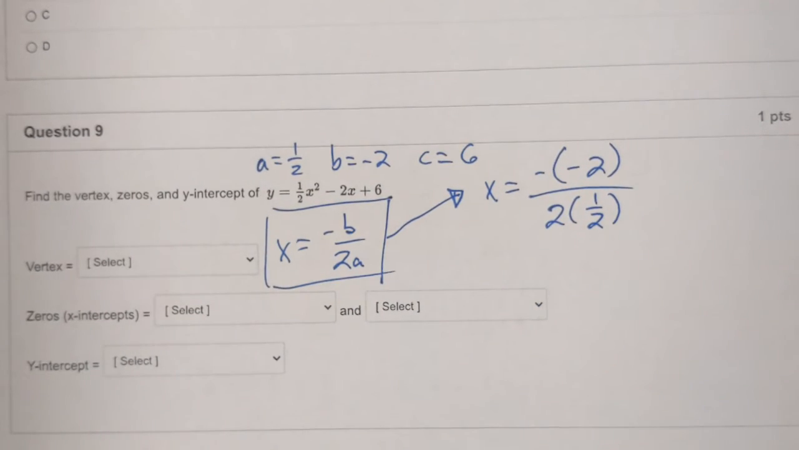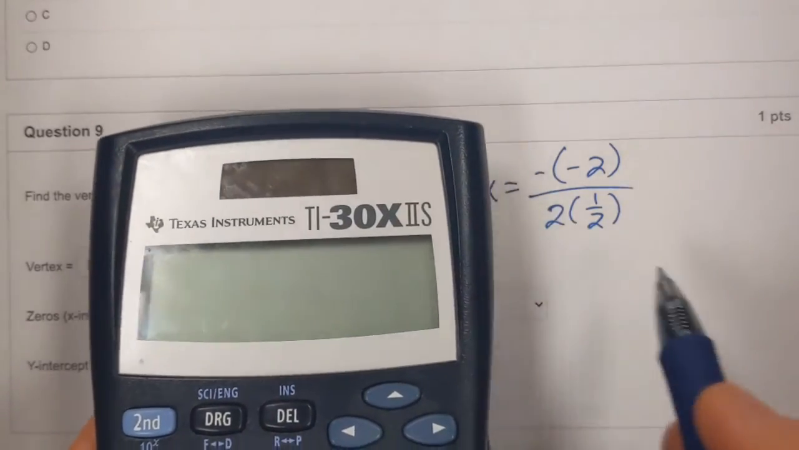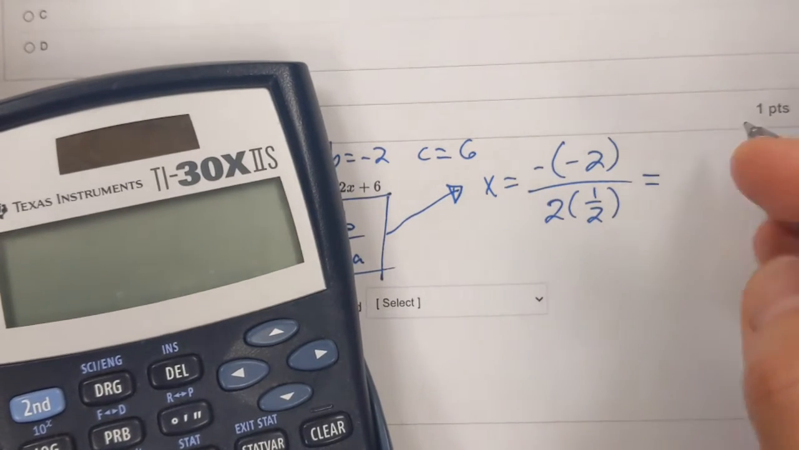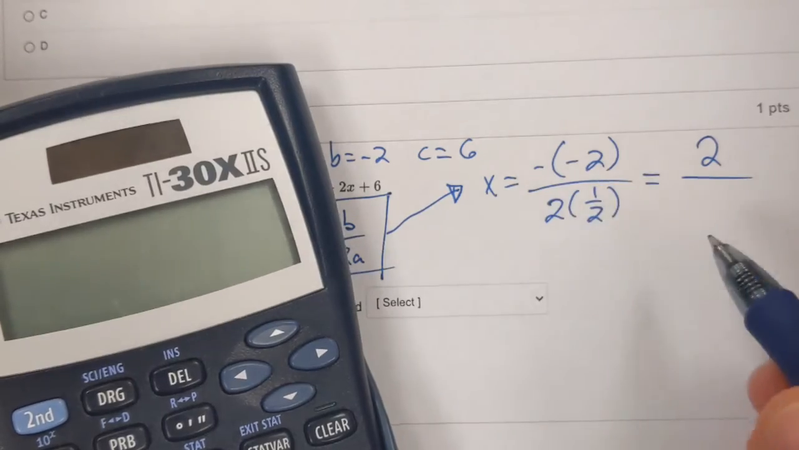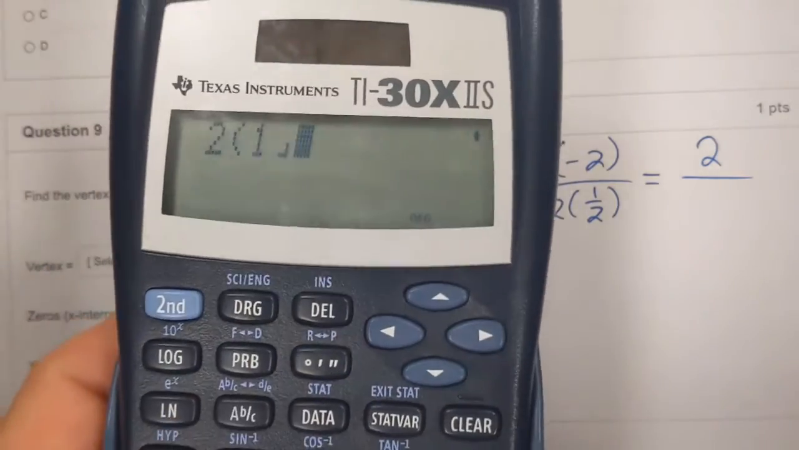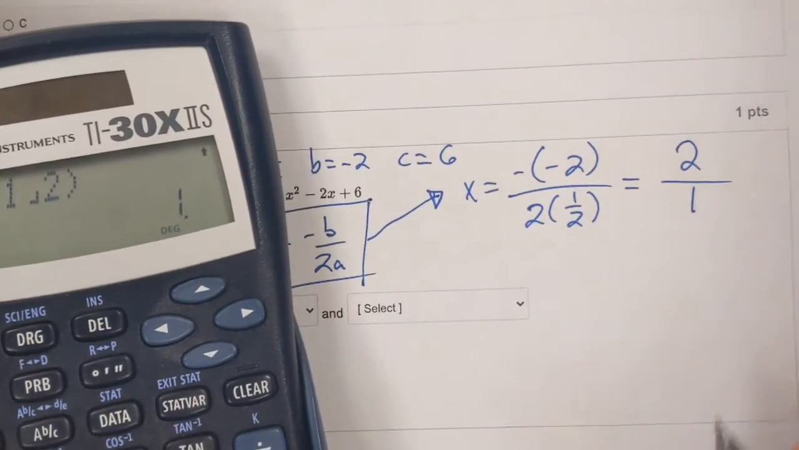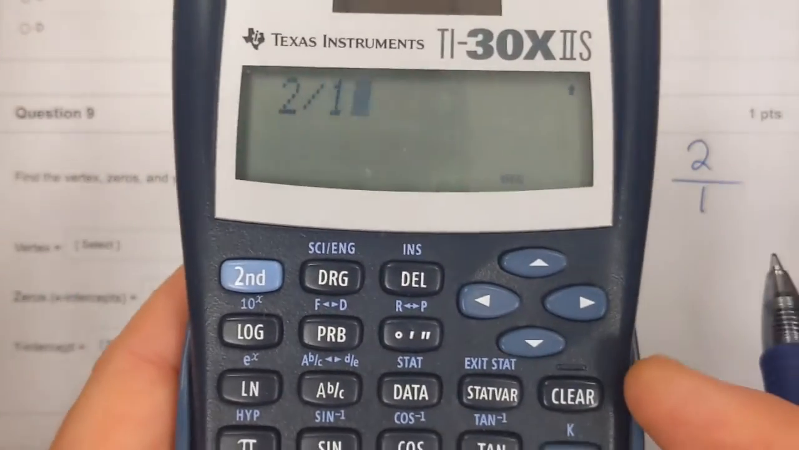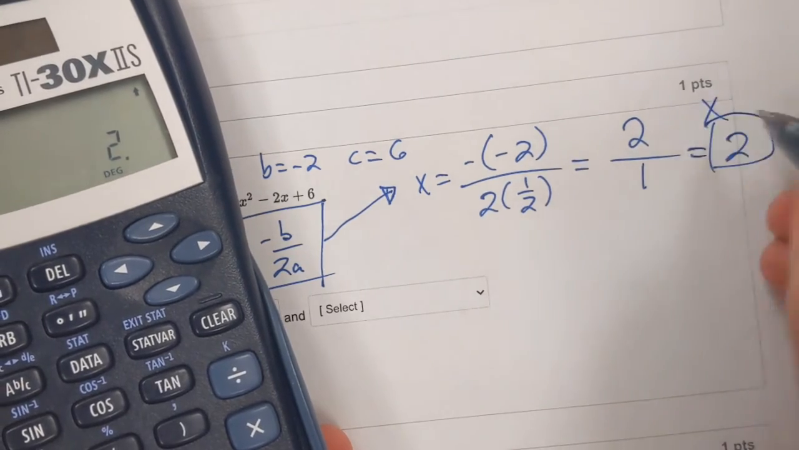Please, please, please make sure, and if you're using a calculator, don't try to do all of this at once in a calculator. You will get it wrong if you try to plug all this in at once. You need to find the top and the bottom separately. So +2 on the top. So I need to find the bottom separately. 2 times 1/2 is just 1. And so then once I've figured out the top and the bottom separately, now I can divide. Now 2 divided by 1, that's easy, that's 2. So this would have an x value of 2.